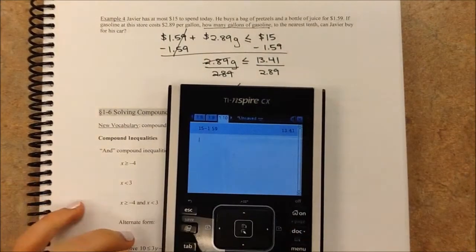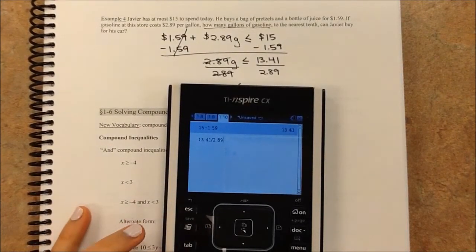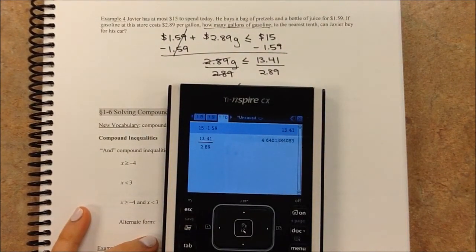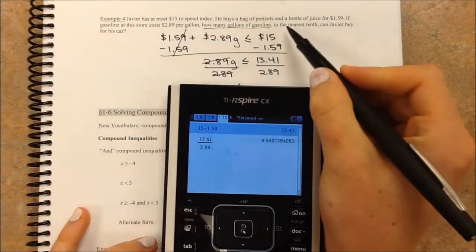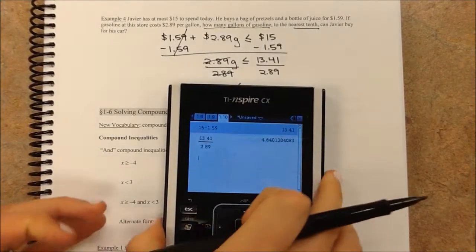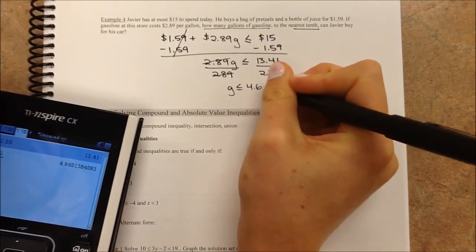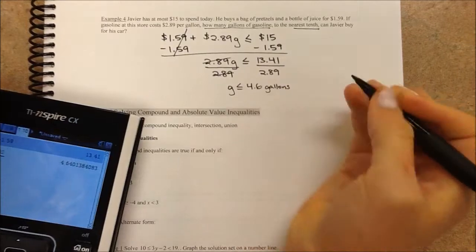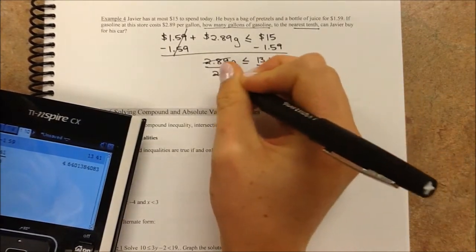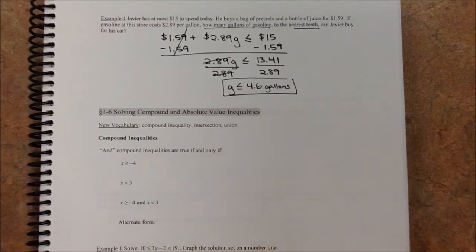So let's divide this. So 13.41, we want to divide by $2.89 to see how many gallons he can get. So the directions say round to the nearest tenth, so we're going to do 4.6. And since it's a story problem and there are units, you want to make sure that you include the units. So that would be your answer. He can get up to 4.6 gallons with the amount of money that he has left, but no more.